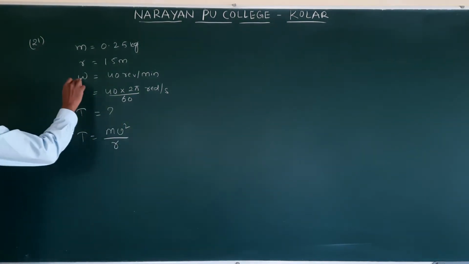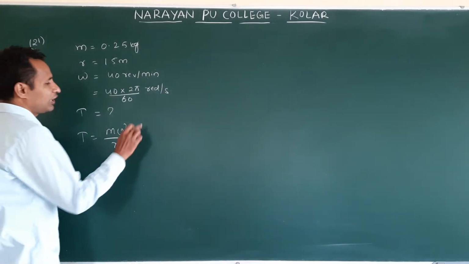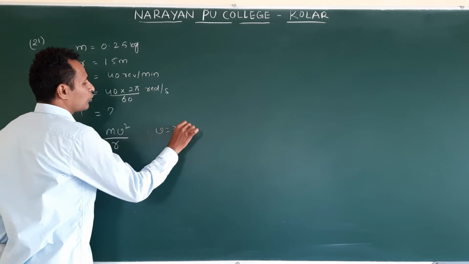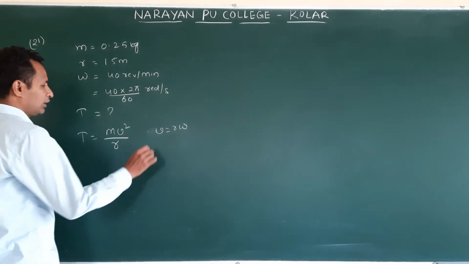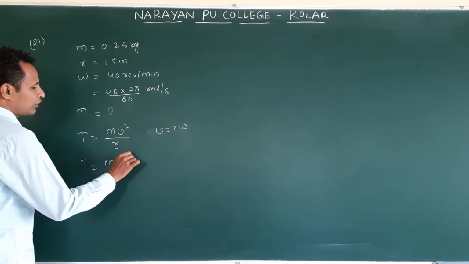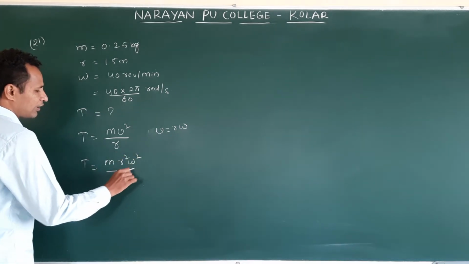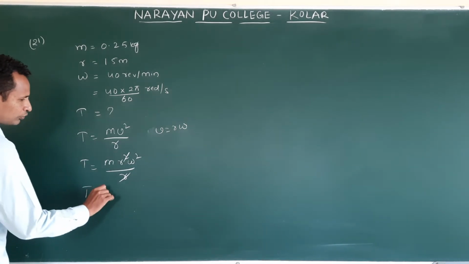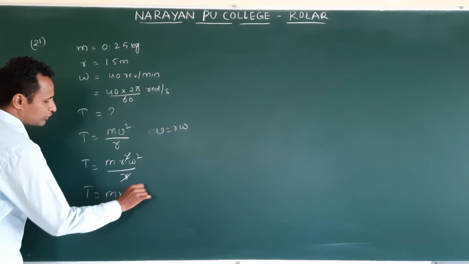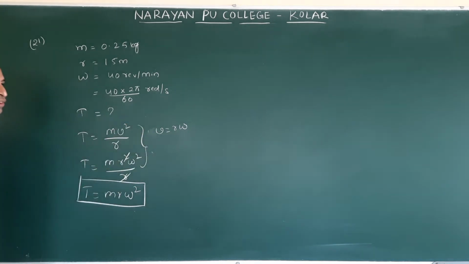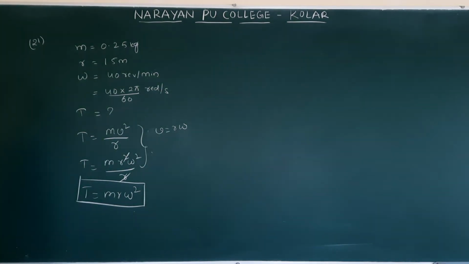But we have the information in terms of omega. Already we have seen that v is equal to r omega, right? So substitute here, T is equal to m r square omega square by r, cancel. So the direct formula is T is equal to m r omega square. You can write this equation directly instead of writing these two. Now substitute the values.